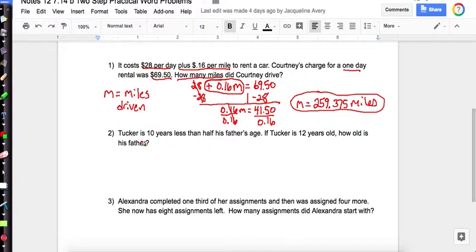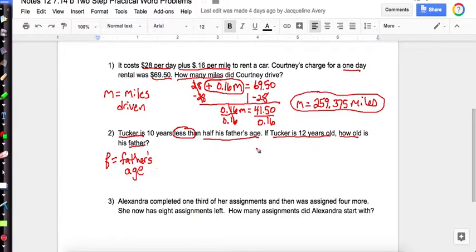Okay, number 2. Tucker is, so that means Tucker's age equals 10 years less than half his father's age. Tucker is 12 years old. How old is his father? So what do we want to know here? Father's age. I want to know Tucker's father's age. So we'll just say father's age.